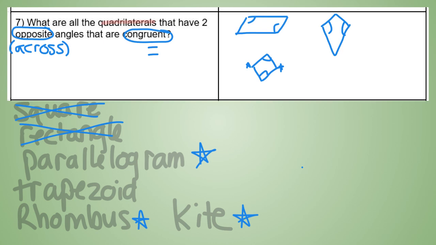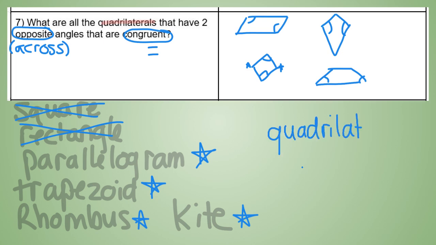And finally, I think I can make a trapezoid work. I feel like this one and this one are opposite and equal. All right, and then I could just draw a generic quadrilateral that doesn't fit into any of these other ones, but I could totally make that work as well.